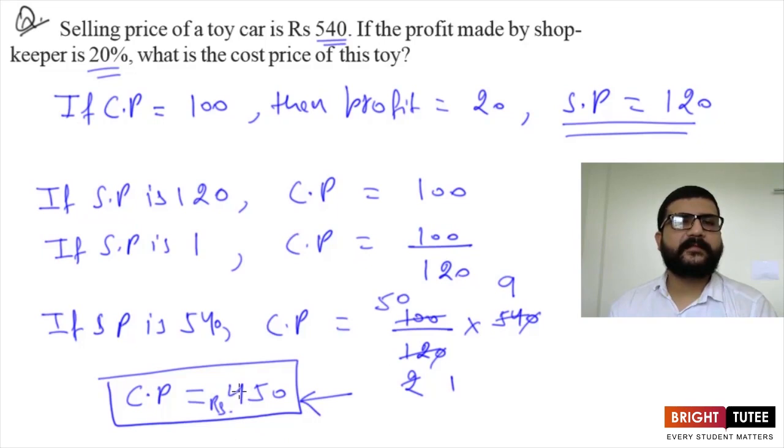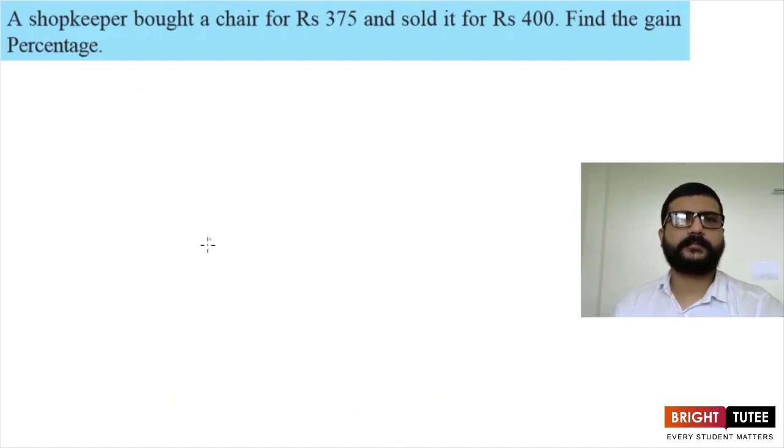So we can have two methods for finding cost price if SP is given and profit percent is given. One is the unitary method and another one is by using the formula for profit percent. Now let's try a few more questions.